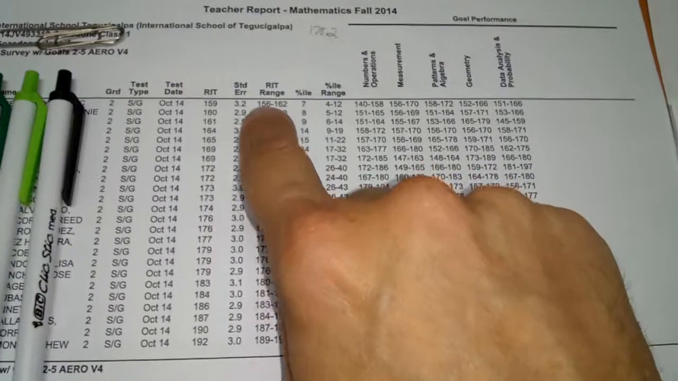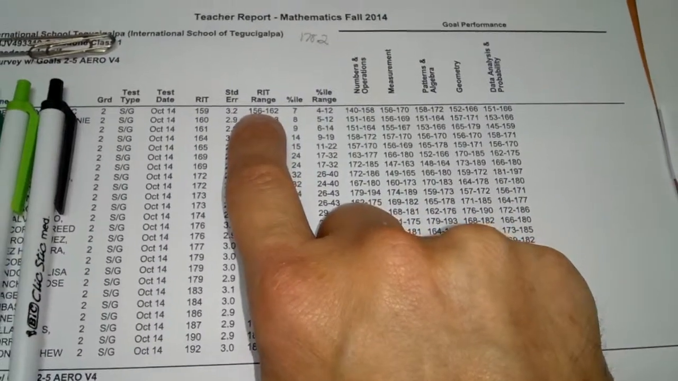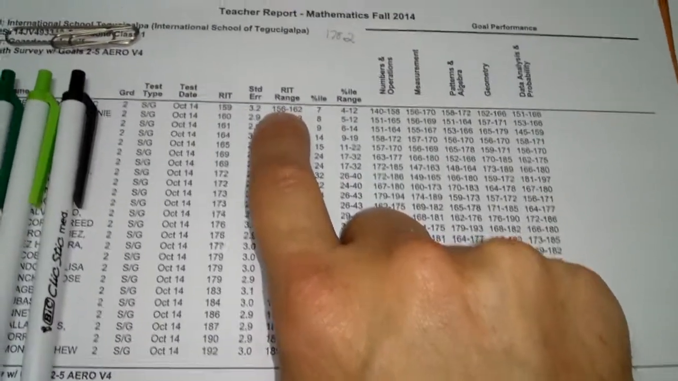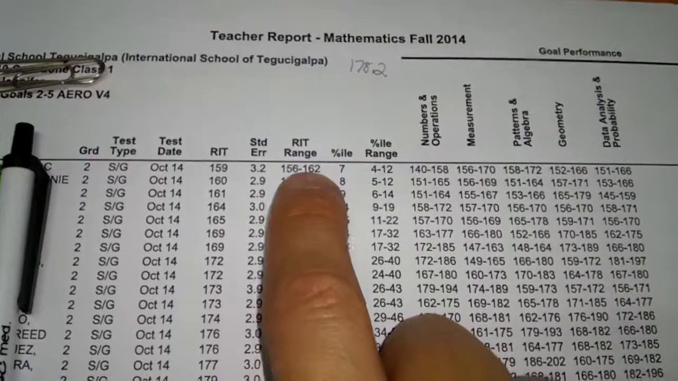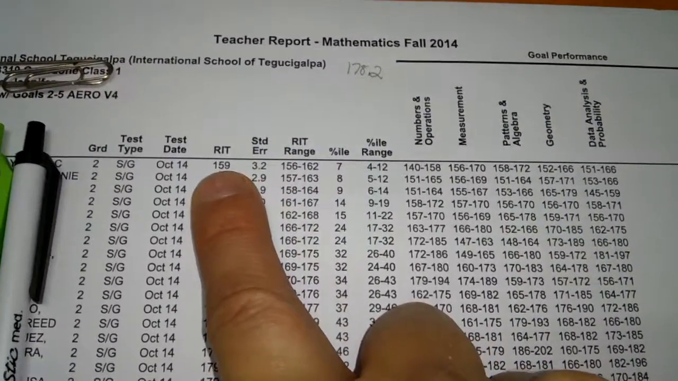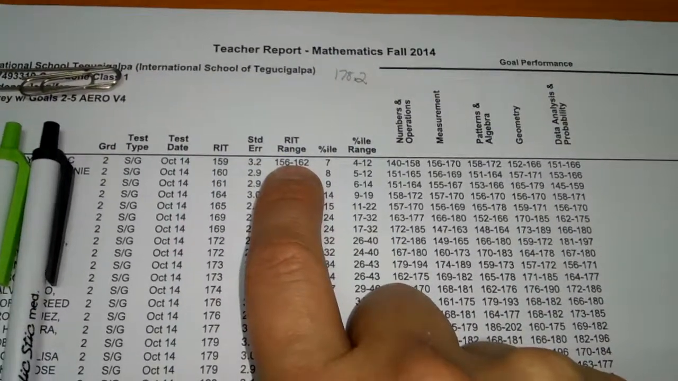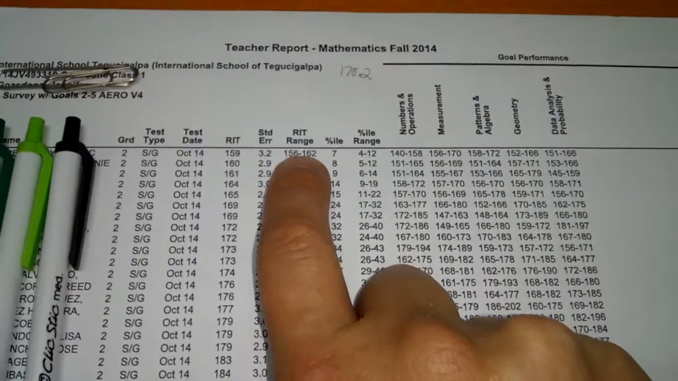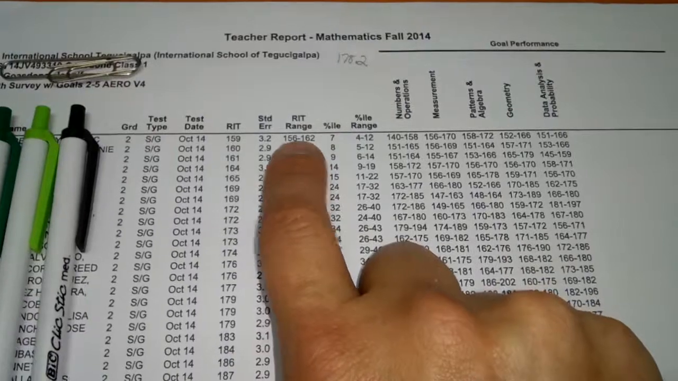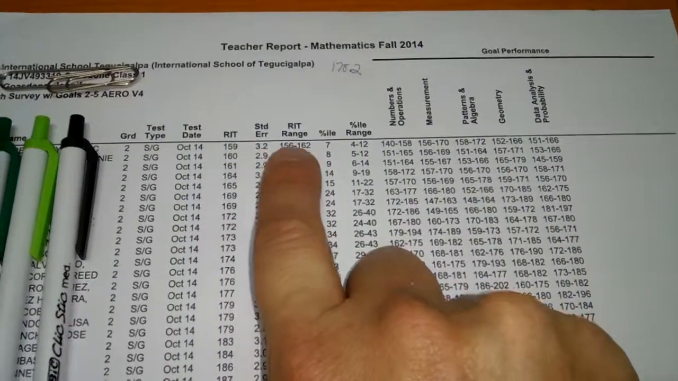Then we have a Rit range. Now this is interesting. So what we're saying here is that the student scored at the lowest a 156, and at the highest, a 162. And so you can see the average Rit is in between that range. And that's what's really great about the MAP, is that it doesn't just test on a single item, but it actually adapts and changes with the student's answers on the test. So you end up with a range, and this is the overall score, or the average within the range.